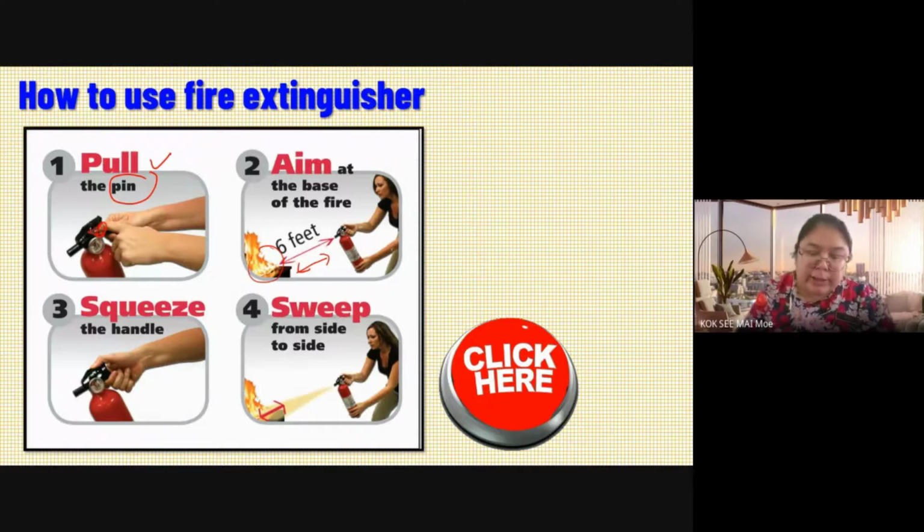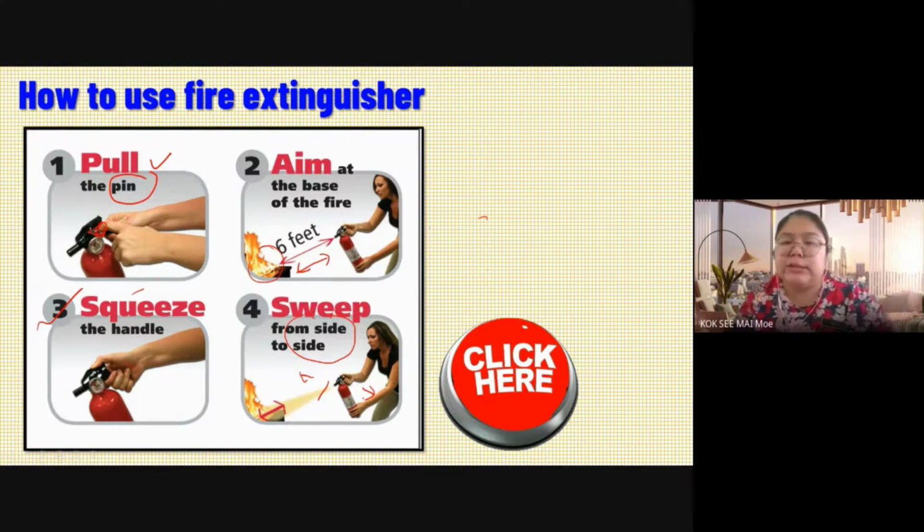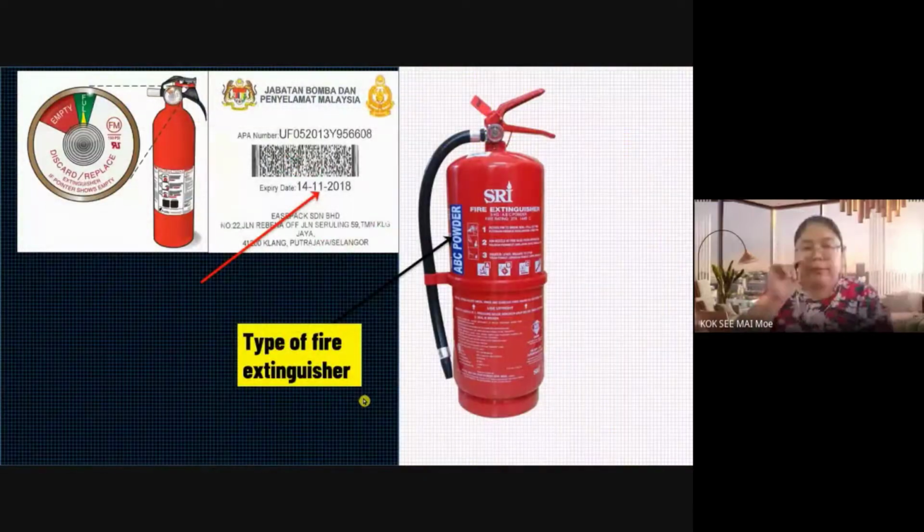Later you get hot already. After that, number 3, squeeze. You must squeeze the handle. After that, sweep from side to side. You do not just focus on one spot, you go to the left and go to the right. This is the 4 steps when you want to use the fire extinguisher. Number 1, pull. Number 2, aim. Number 3, squeeze. Number 4, sweep.